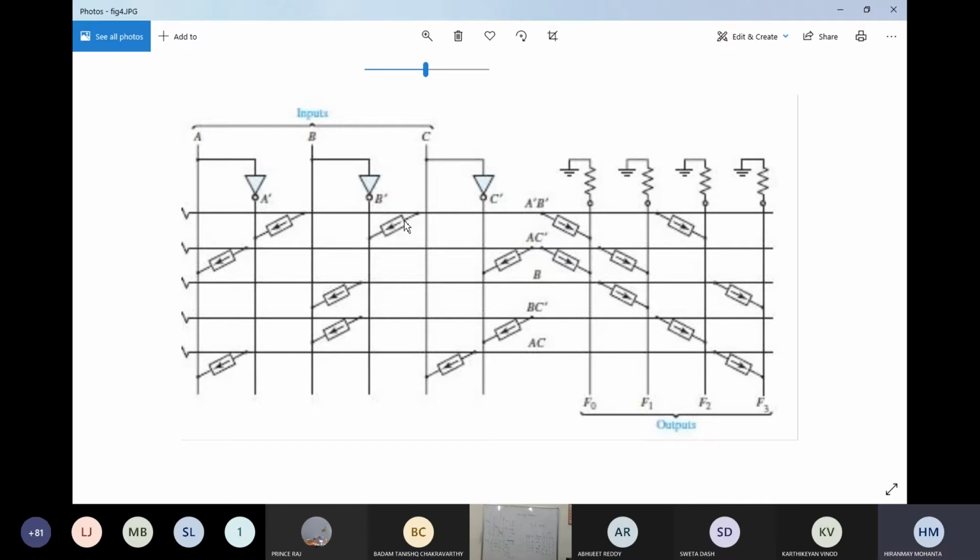Okay ma'am, AND combination. That is what. See, please understand, it is a PLA. PLA means it is first an AND array, then comes the OR array. So the AND array is created from the switches available to that. That's what I told. Please understand here.